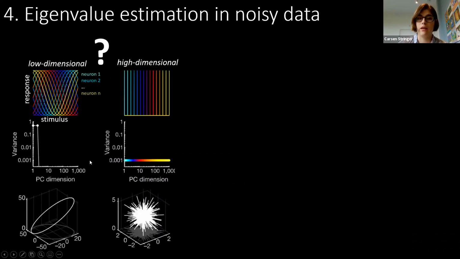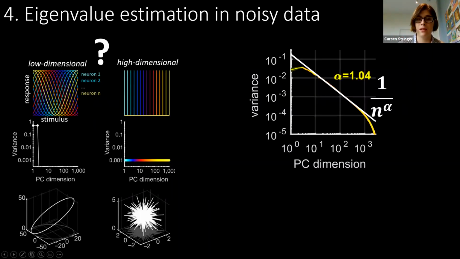And when we basically were wondering, are we going to get a low dimensional eigenvalue spectrum, which would be only a few positive eigenvalues, versus a high dimensional one, which would be flat. In this case, a sparse code where every neuron is coding for a different stimulus would be a totally flat variance spectrum. And what we found was that it's actually neither of those. It decays as a power law.